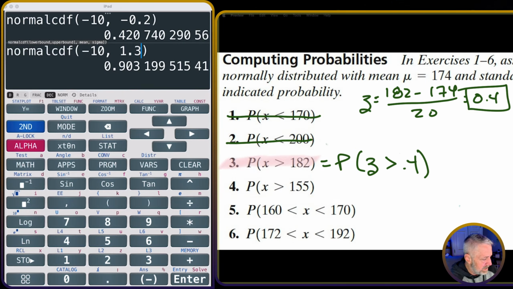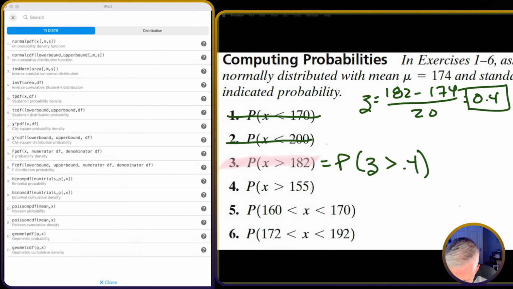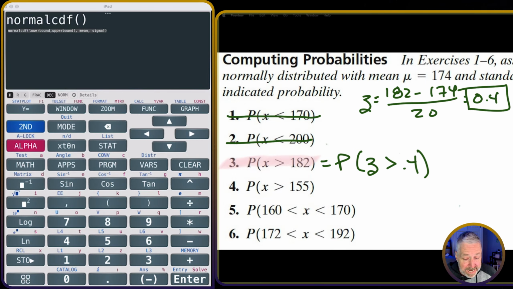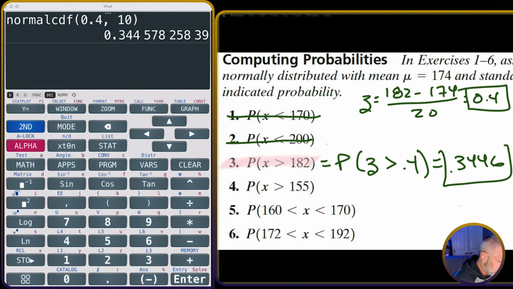So what this looks like is, I'm going to go clear. I'm going to go second, vars, normal CDF. And now my leftmost point is this 0.4. And I'm going to go all the way out to 10. I don't even have to hit enter on this particular calculator, but if I do, there I've got it. 0.3446. So about 34% of the area underneath that curve lies between 0.4 standard deviations all the way out to infinity. About 35% right in there. Okay.